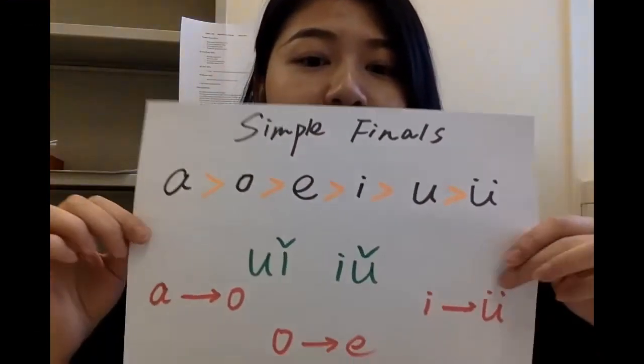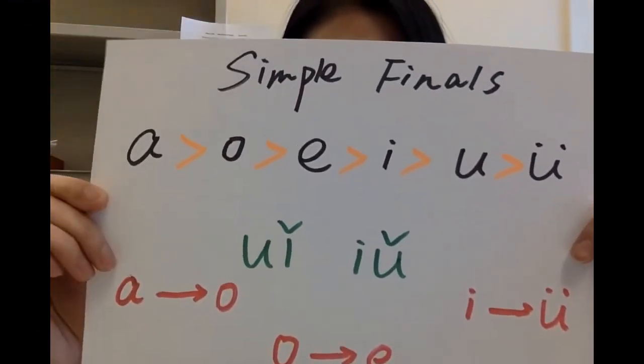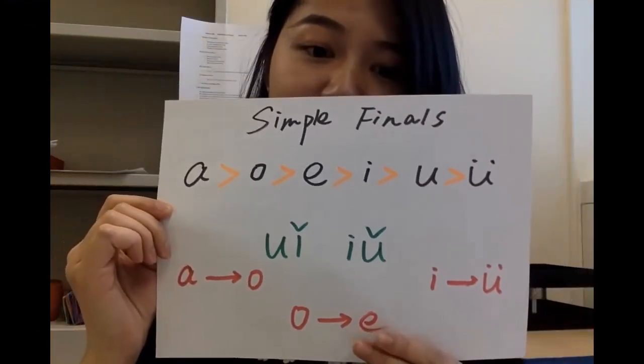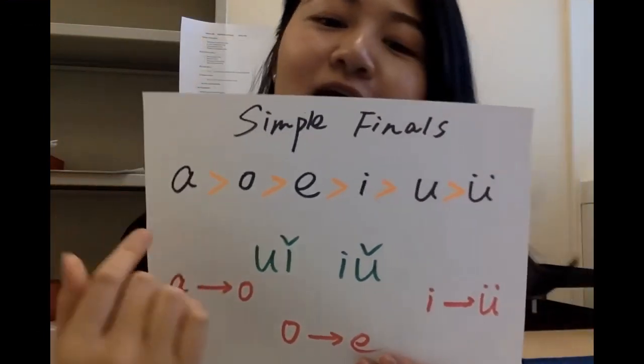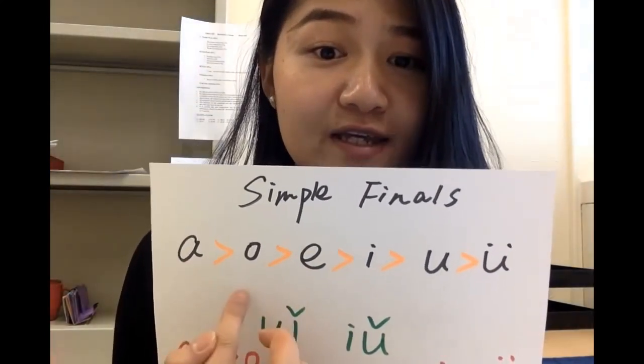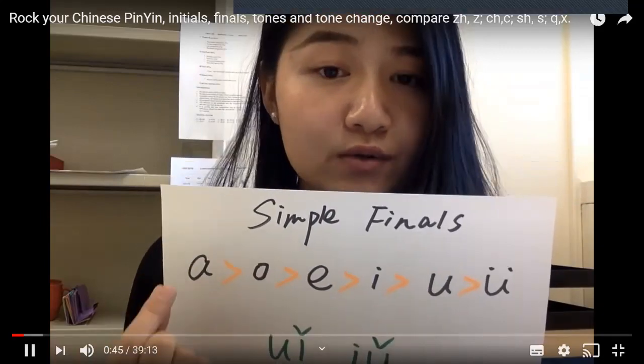Okay, so first thing is simple finals. Okay, can you see simple finals? So there's 6 simple finals. We read it as a, wo. So don't forget this. Or put a small u sound before.